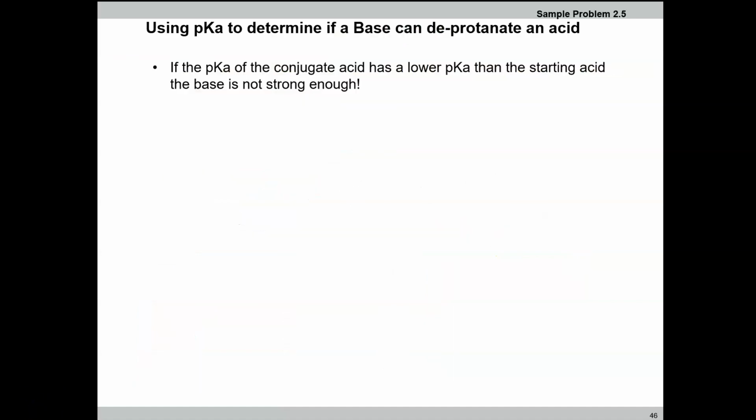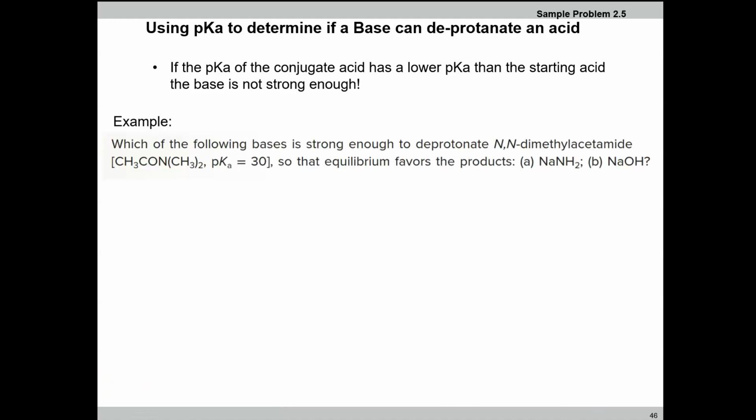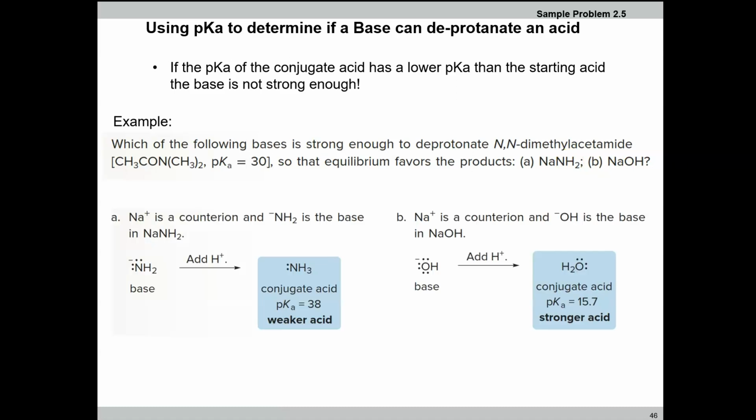As I mentioned, we can use this idea of pKa to determine if a chemical reaction is going to happen. In that last example, it wasn't going to happen because the pKa of the conjugate acid was lower than the pKa of the starting acid. Let's look at another example. We have N,N-dimethyl acetamide, shown here, and we want to look at whether the equilibrium favors the products. So let's look at these different compounds.